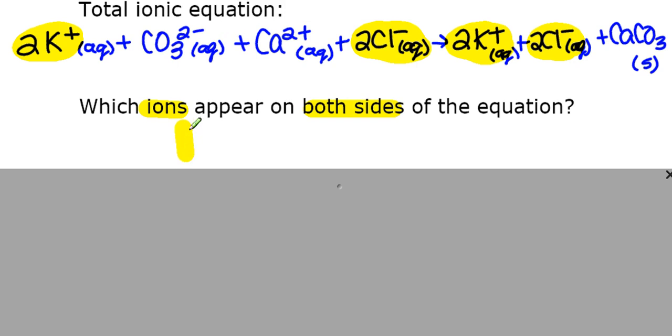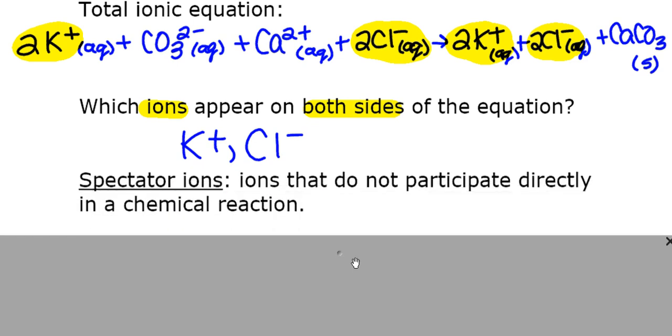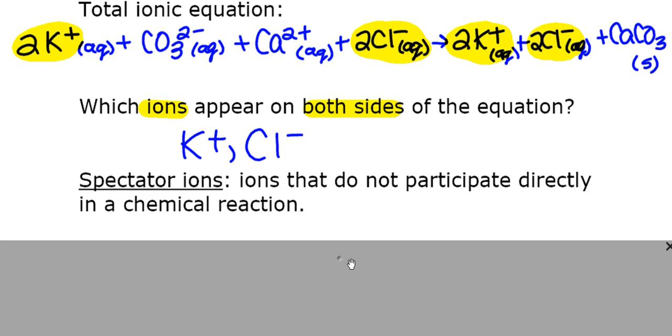Those are our potassium ions, and those are our chloride ions. These ions, the ones that appear on both sides of the equation, we give them a special name. They're called spectator ions. Spectator ions are ones that don't actually directly participate in a chemical reaction.